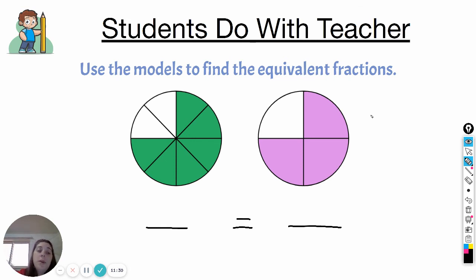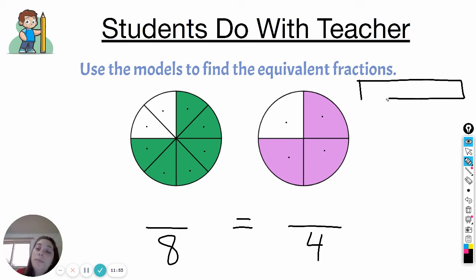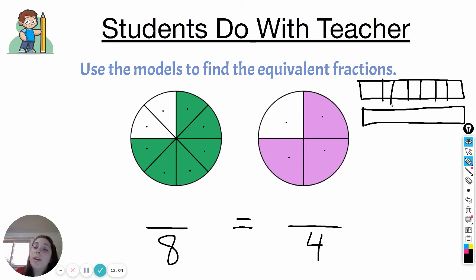Okay, our denominator for the green one, 1, 2, 3, 4, 5, 6, 7, 8. It's broken into 8 pieces, so our denominator is 8. For the purple, 1, 2, 3, 4. It's broken into 4 pieces, so our denominator is 4. So now that we know our denominator, you could be getting out your fraction strips to lay them next to each other. You need one that's broken into 8ths and one that's broken into 4ths.